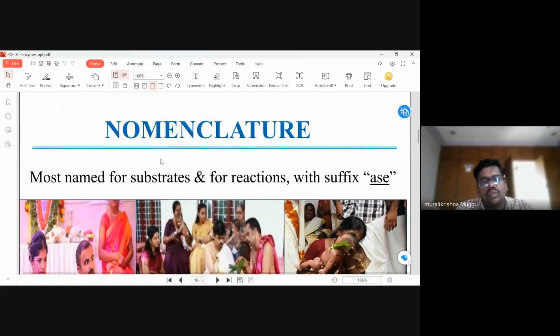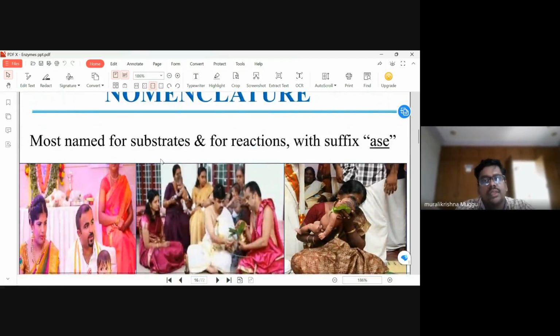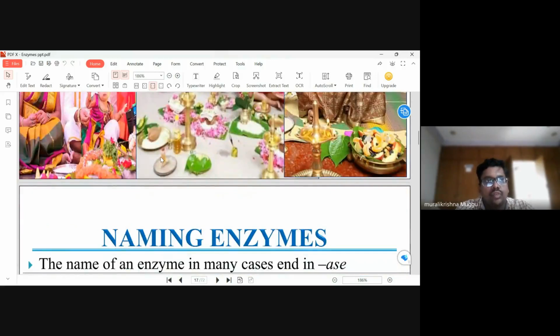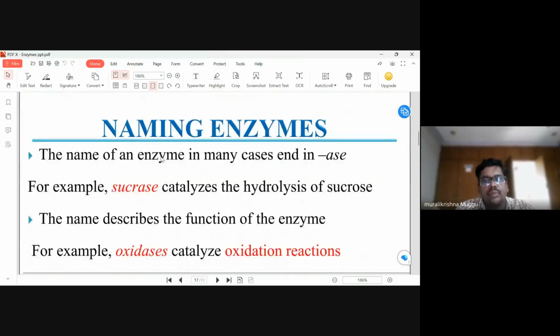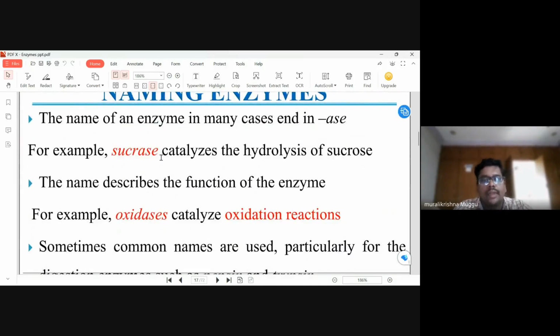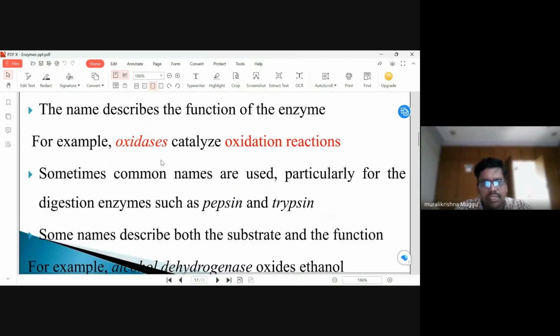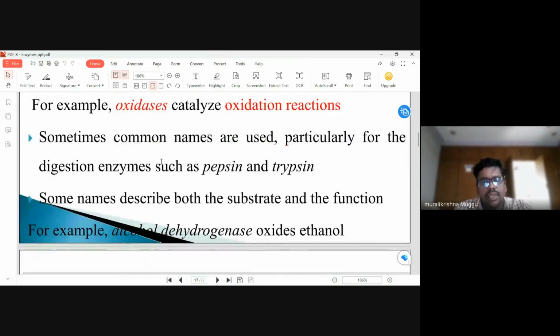So, nomenclature: most enzymes are named for substrates or reactions. There are many types of enzymes in our body, so we have classified them. The name of an enzyme in many cases ends in -ase. For example, sucrase catalyzes the hydrolysis of sucrose. The name describes the function of the enzyme. Oxidases catalyze oxidation reactions. Sometimes common names are used, particularly for digestive enzymes such as pepsin and trypsin. Some names describe both substrate and function. For example, alcohol dehydrogenase oxidizes ethanol.